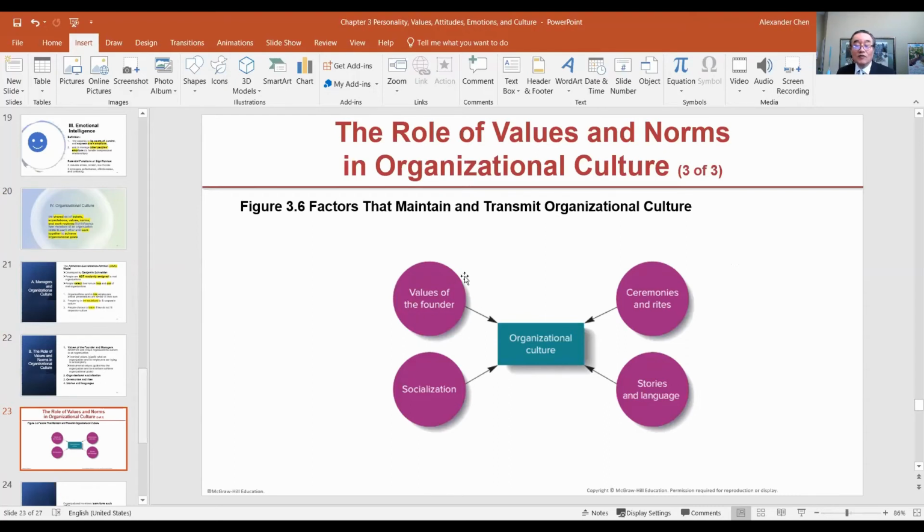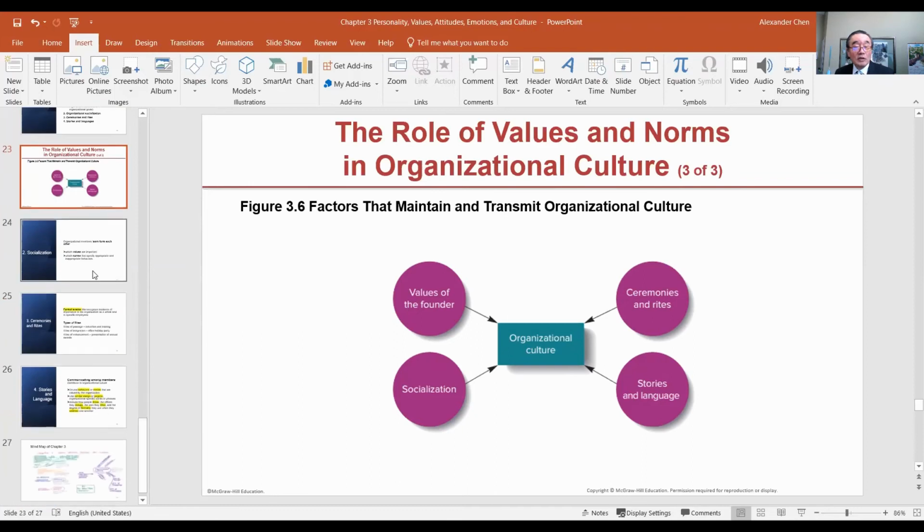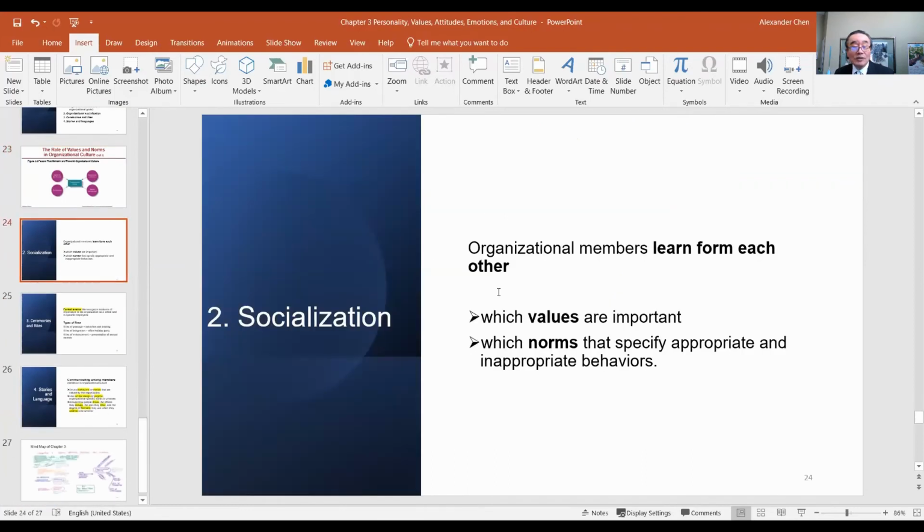Value of the founder, I add top management, because founders sometimes pass away, but a lot of things still stay. Socialization, ceremony, and story and language. All these things together form your organization culture. Let's take a look at the first one, talking about the founder.